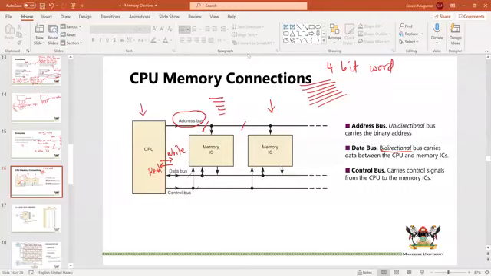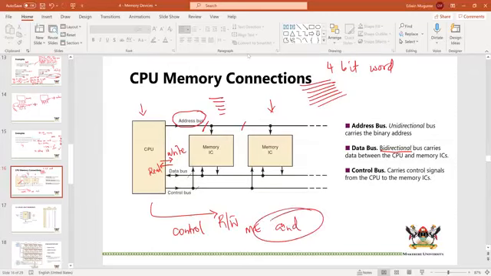Then finally, we have to send control information from the CPU to the memory, and so we need another bus, the control bus, and usually this control bus, once again, is unidirectional. Some of the control signals are read-write and the memory enable, and we will probably find other types of control signals.